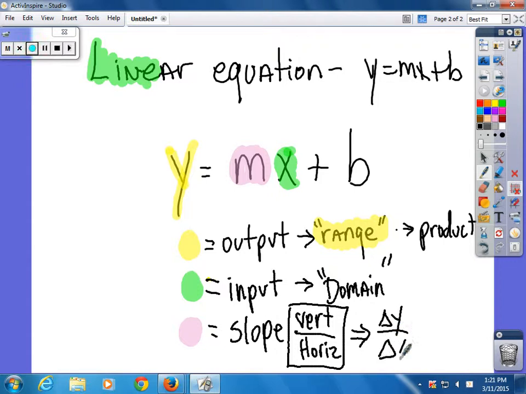Some of you chemistry people, what does delta mean? Anybody know that took chemistry? Change. y sub 2 minus y sub 1 over x sub 2 minus x sub 1. Now, out of all those three, which one should you remember? I would highly suggest that you remember this one.